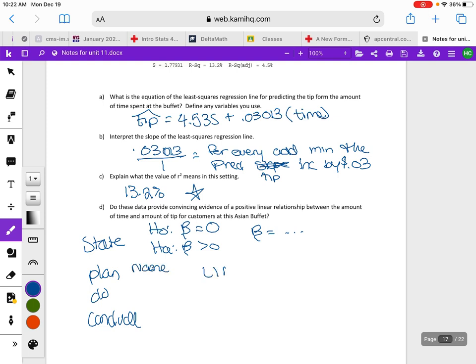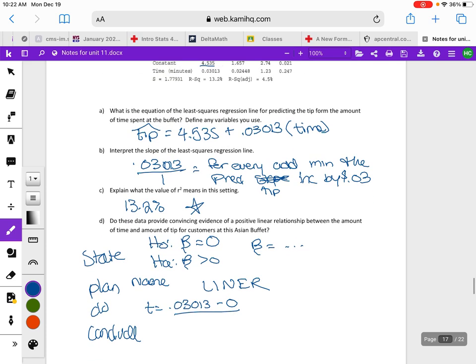So LINER, make sure you check all those. For the do portion, you're going to find your t, which will be equal to the sample slope, 0.03013 minus 0. Again, that's always 0, over the standard error of the slope, which was 0.02448. That should give you 1.23.